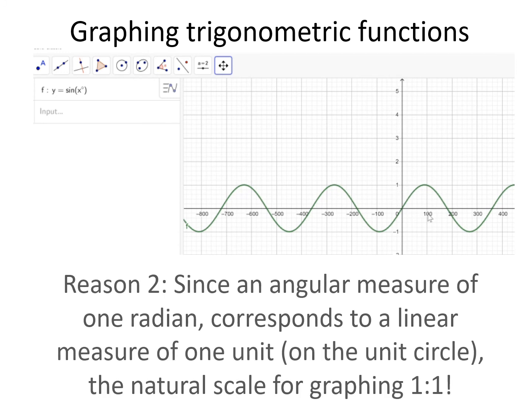Great. Reason 2, why radians. Since an angular measure of 1 radian corresponds to a linear measure of 1 unit on the unit circle, the natural scale for graphing is 1 to 1.